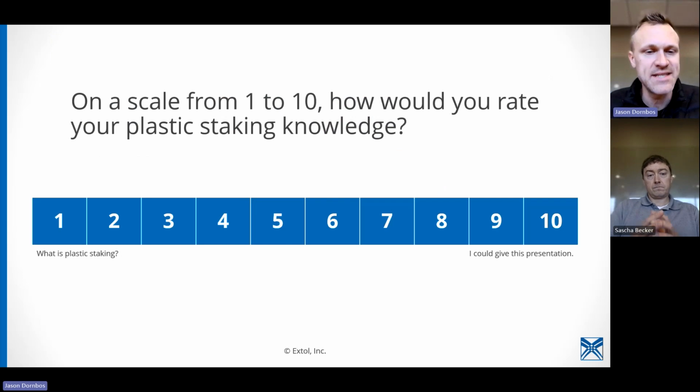On a scale from 1 to 10, just put the number in the chat. How would you rate your plastic staking knowledge? 1 is, what is plastic staking? I've never used it before. 10 is, I could give this presentation.